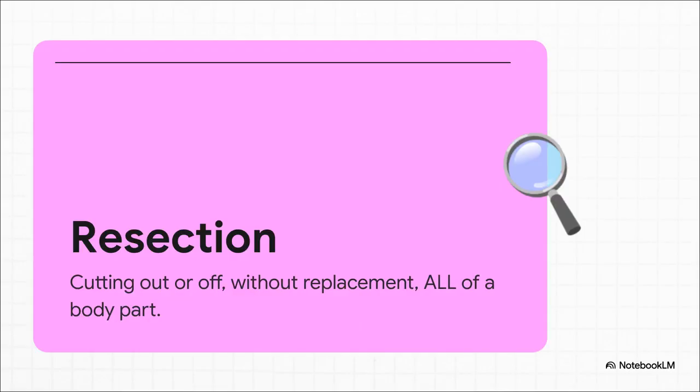That brings us to resection. Resection is defined as cutting out or off, without replacement, all of a body part. So a partial nephrectomy, excision, but a total nephrectomy, resection. Same goes for a total mastectomy or an appendectomy. Even if the surgeon's notes say they excised the appendix, a coder has to interpret the reality of the procedure and code it as a resection. The system demands that we respect the difference between a slice and the whole pie.